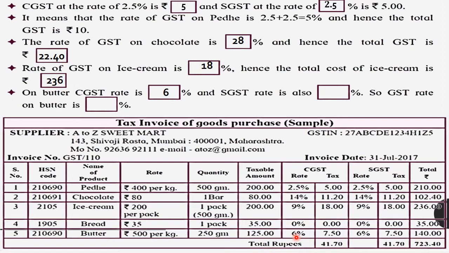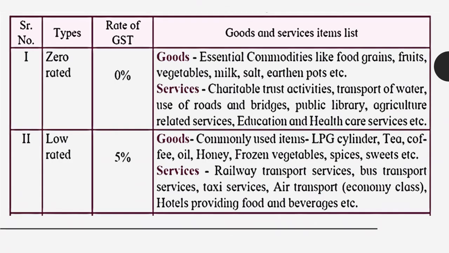For butter, CGST is 6% and SGST is also 6%. So the GST rate will be 6 plus 6, that is 12%. Observing the table, we got all the boxes filled, and we made a major observation that CGST is equal to SGST. The rate of CGST is equal to the rate of SGST, and the amount is also equal for any commodity or any case they have considered.